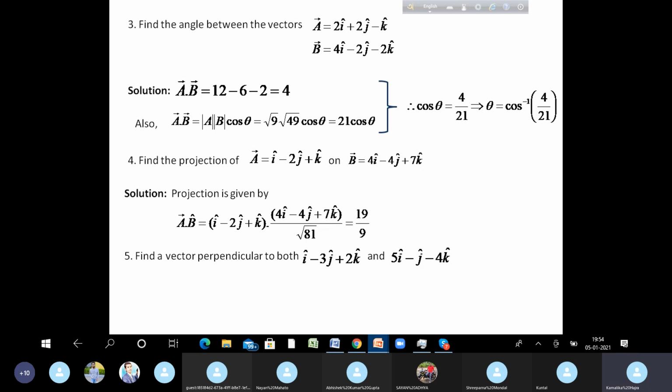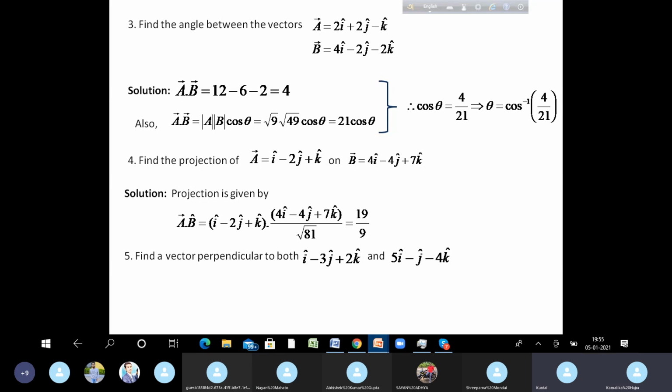Find a vector which is perpendicular to both i cap minus 3 j cap plus 2 k cap and 5 i cap minus j cap minus 4 k cap. So you are given two vectors and you have been asked to find a vector which is perpendicular to both. So what will you do? How do you get a vector which is perpendicular to two given vectors? Anyone? How will you get a vector?